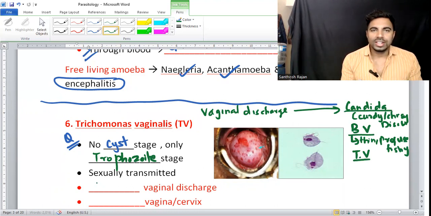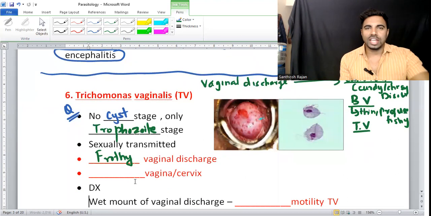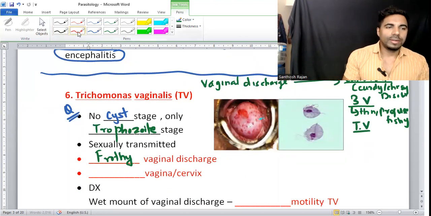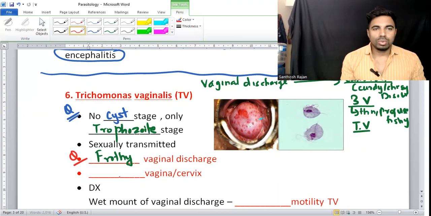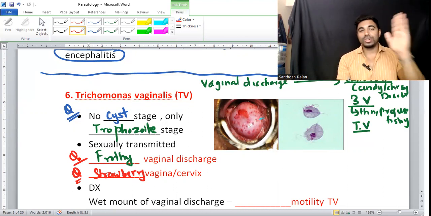And Trichomonas, what type of discharge is it? It is a very frothy discharge. Frothy, scanty, but frothy is the right word. Frothy, scanty discharge is characteristic of Trichomonas vaginalis. What does it look like? A strawberry. Strawberry is frequently asked. Strawberry tongue is for scarlet fever, strawberry lips for Kawasaki, and a strawberry nose is for rhinosporidiosis. Now strawberry vagina and cervix is Trichomonas vaginalis.